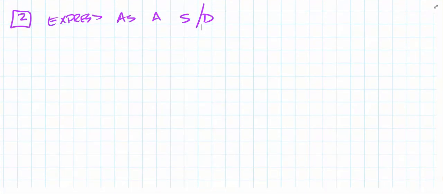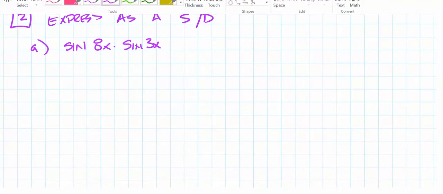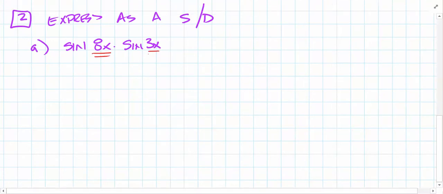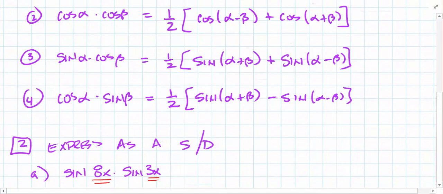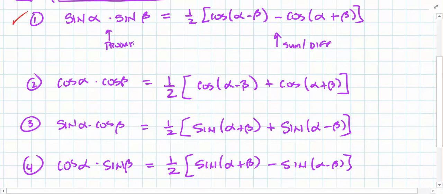For this, I'm going to say express as a sum and/or difference. So we'll do two of these, we can get these done. So let's do sine 8x times the sine of 3x. All right, so if we examine this, this is going to be sine something times sine something. So which form does it take? Equation 1, 2, 3, or 4? We're going to use this one right here, because we have sine of something times sine of a different something.